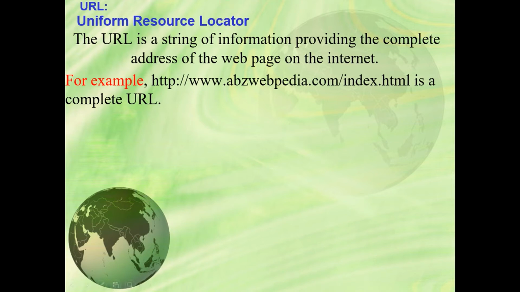The total address is called the total web address, A to Z with HTML, everything, HTTP, all of them. That is called URL. The URL stands for Uniform Resource Locator. The URL is a string of information providing the complete address of the web page on the internet. For example, abzwebpedia.com/index.html, all of it is a complete URL address.